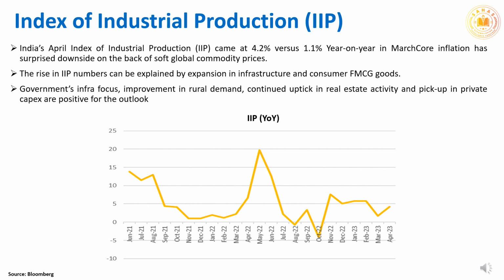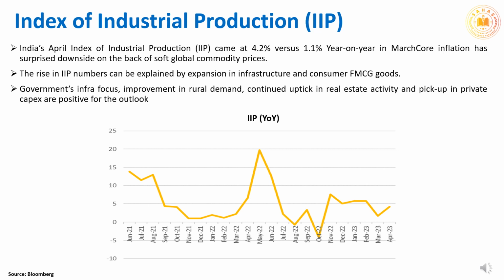India's April Index of Industrial Production, IIP, came at 4.2% versus 1.1% year-on-year in March. The data print came much higher than market expectations of 1.4% growth year-on-year. The rise in IIP was due to a sharp jump in consumer non-durables and infra growth. The rise in IIP numbers can be explained by expansion in infrastructure and consumer FMCG goods. Further, expansion in capital goods explains the upward momentum seen in industrial production.